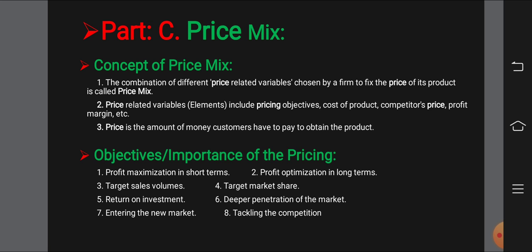Profit maximization means the organization is maximizing its profit. In profit optimization, the firm will try to improve profit by minimizing the manufacturing cost of the product, and will also try to reduce the costs involved in promotion and advertising of that product. This concept is termed profit optimization. The next objective of pricing is to improve the sales volume and to try to capture market share.